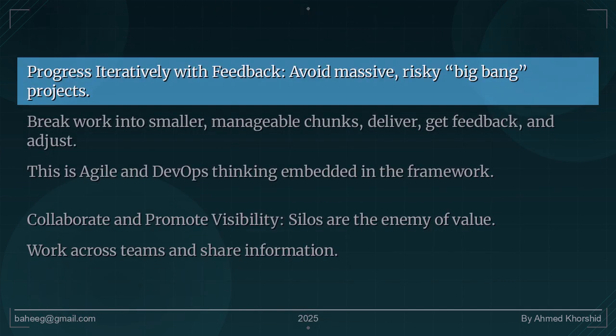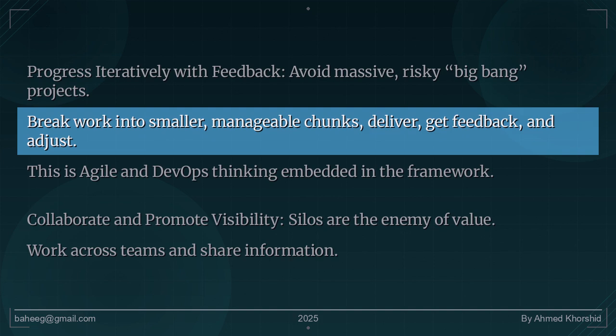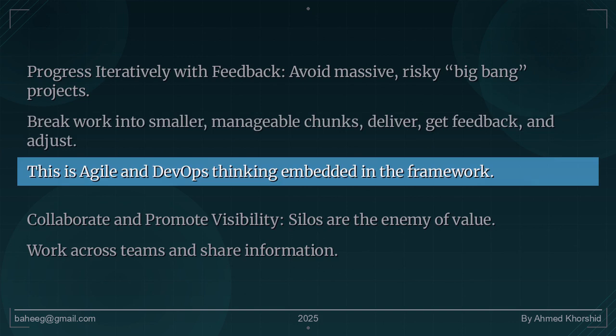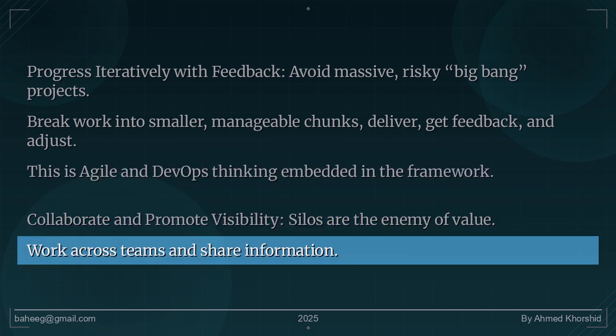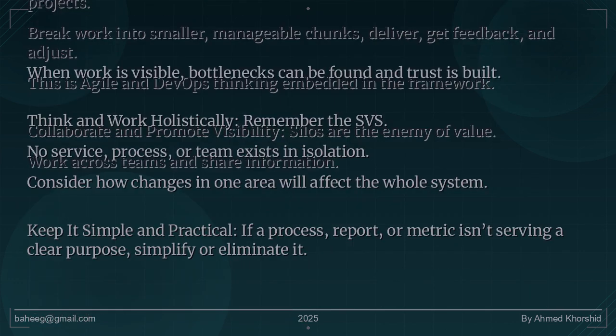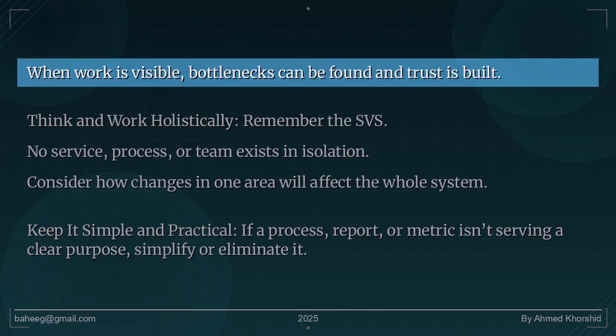Progress iteratively with feedback, avoid massive, risky big bang projects. Break work into smaller, manageable chunks, deliver, get feedback, and adjust. This is agile and DevOps thinking embedded in the framework. Collaborate and promote visibility. Silos are the enemy of value. Work across teams and share information. When work is visible, bottlenecks can be found and trust is built.